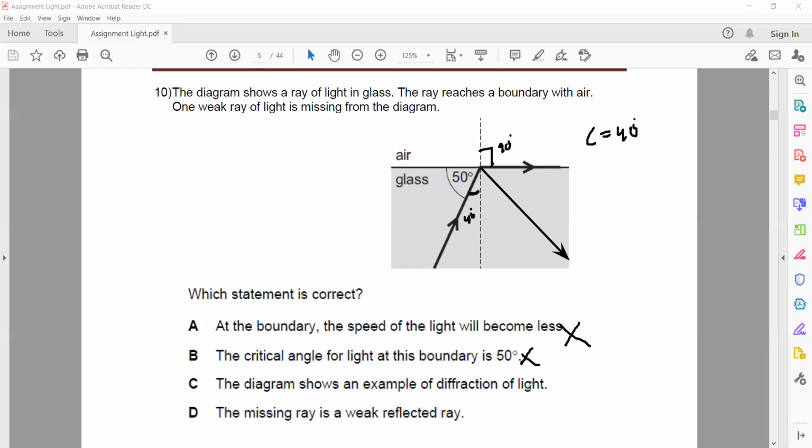The diagram is an example of diffraction. That's totally wrong. It's partial reflection and refraction. The missing ray is a weak reflected ray. That's the right answer. Because when light strikes a denser to rarer boundary, some of the light is refracted, and a small amount of light is reflected. So D is the correct answer.